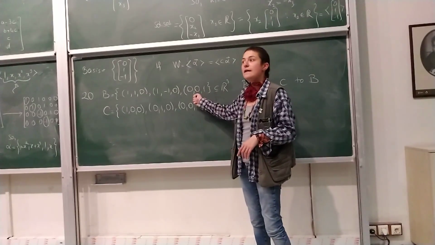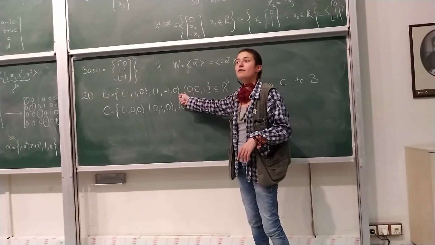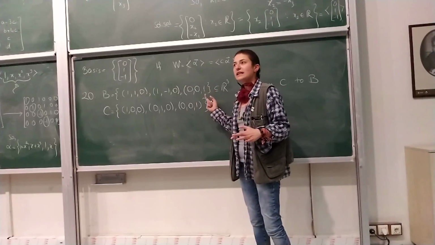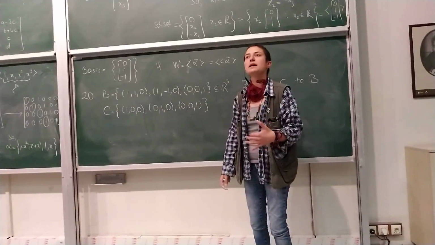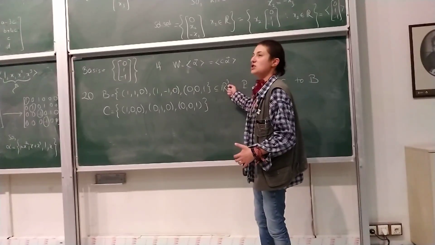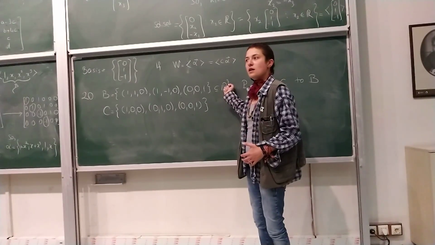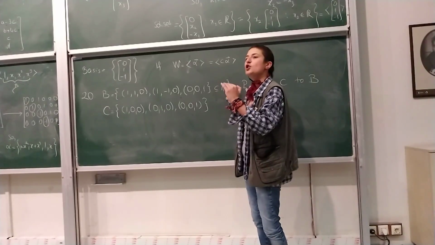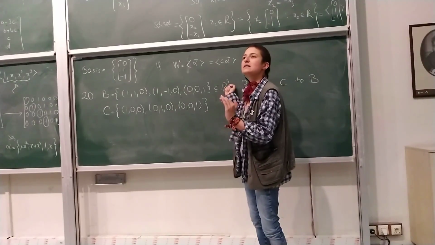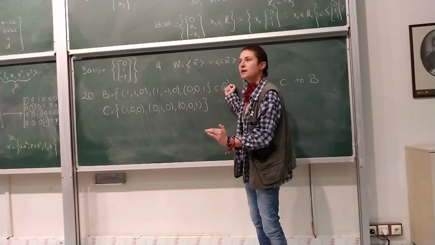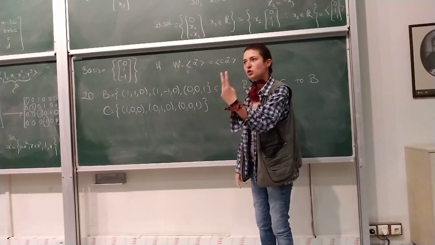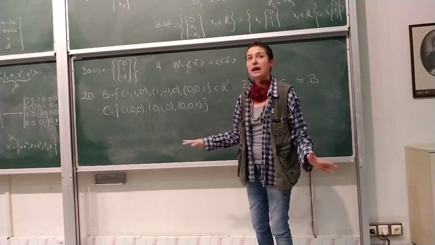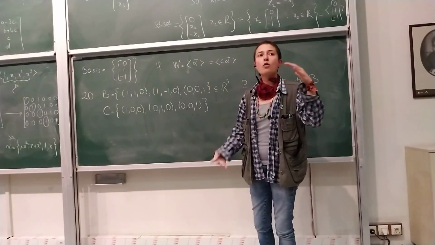There are 3 vectors. If I had 2 vectors here, I would be sure that it could not be a basis. Or if I had 4 vectors, I would be sure that it cannot be a basis because the dimension is 3. No more than 3 elements can be linearly independent. No less than 3 elements can span your space. If you're in R cubed, if you have 2 vectors, they span a plane, so you cannot span all R cubed.